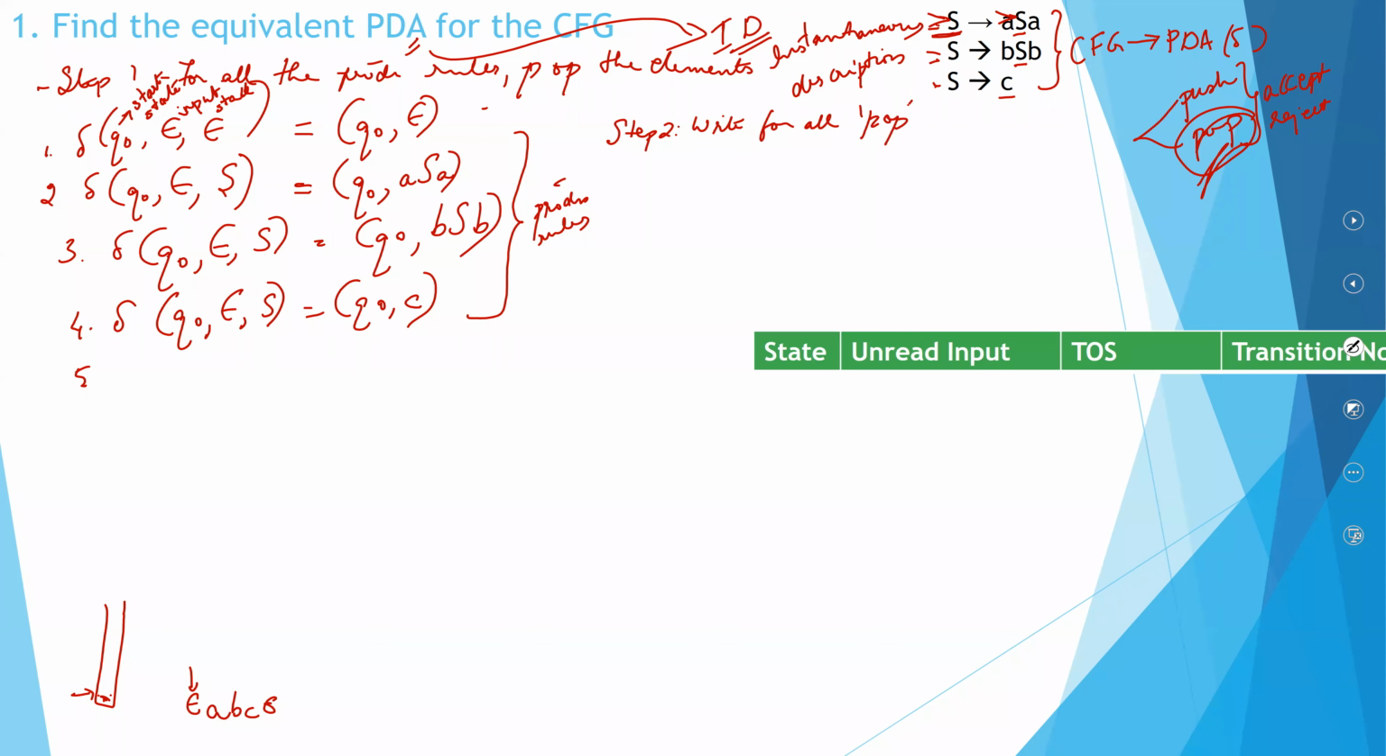Okay, out of 2, 3, and 4, only transition 2 is possible because only that starts with A. So I write over here, I'm still in my Q0. I have A, B, B, C, B, B, A. I change my S with the ASA, and that is my transition number 2.